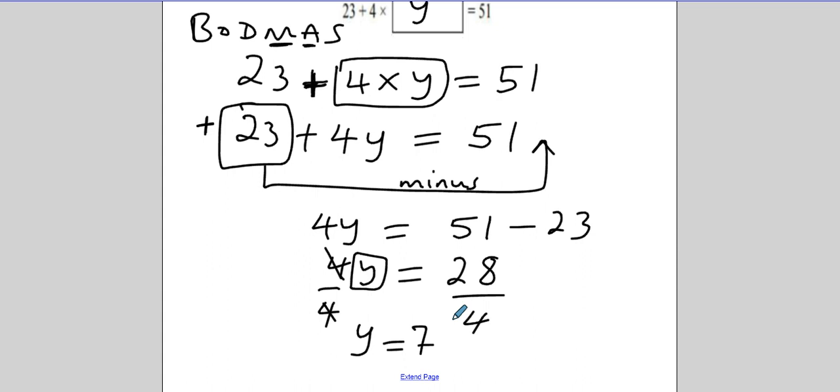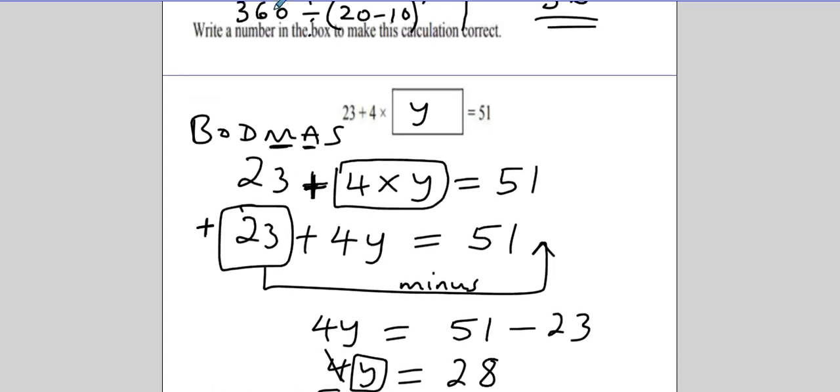See that? So the missing number over here is 7. Because 4 times 7 is 28. 28 plus 23, that will be 51. Hope that helps.